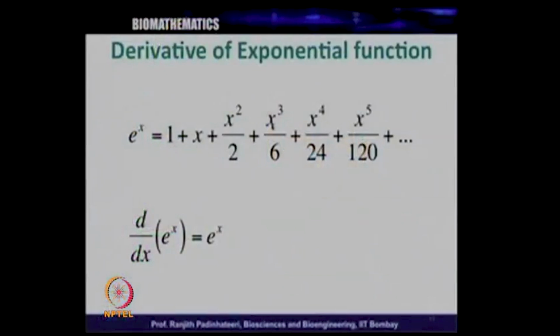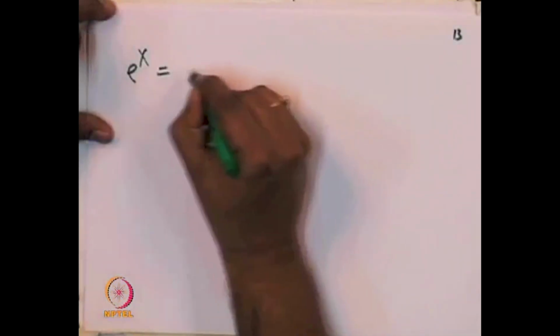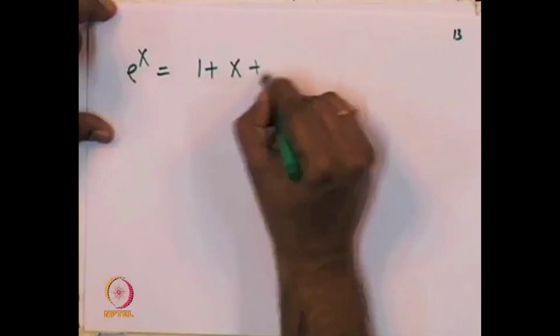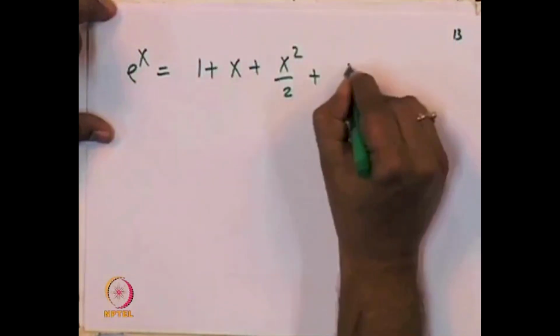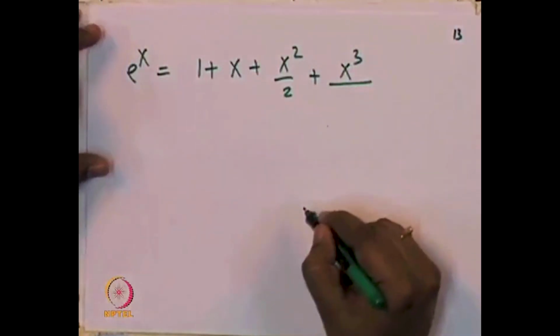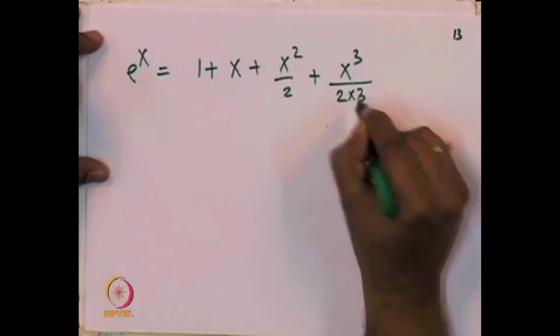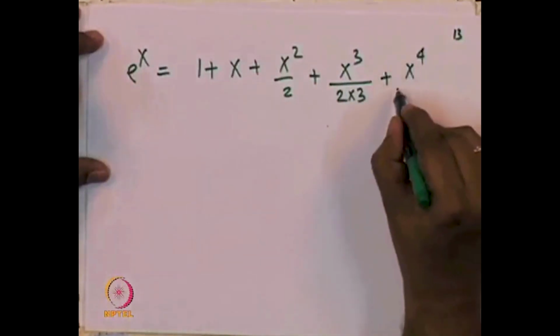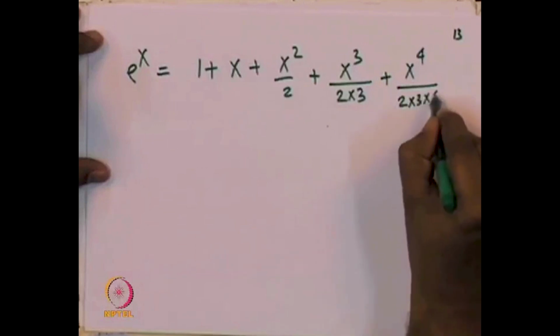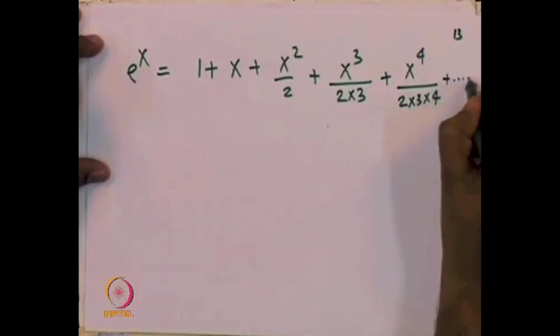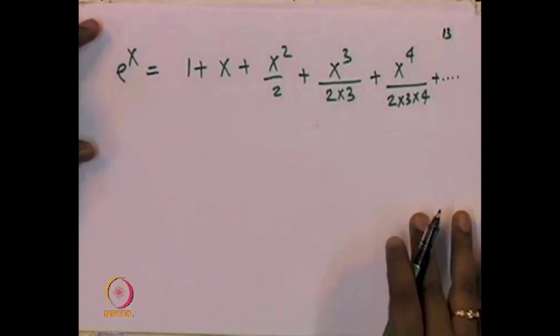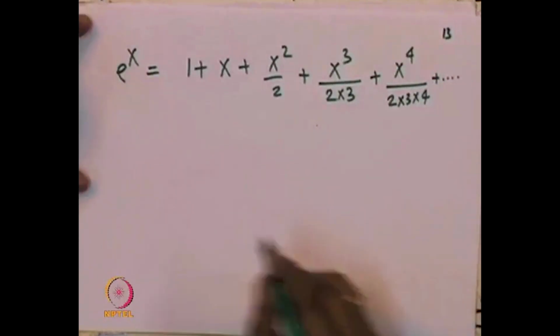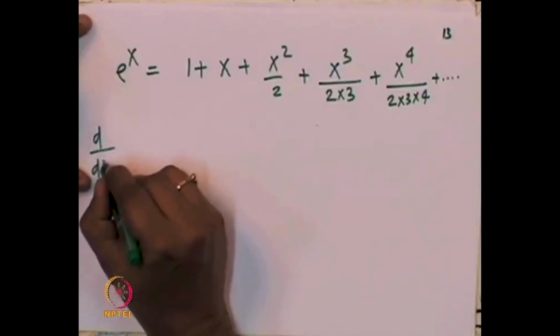So, as we know, let me write this here. e power x is 1 plus x square by 2 plus x cube by 6. 6 can be written as 2 into 3, plus x power 4 by 24. 24 can be written as 2 into 3 into 4. This is 24 plus so on and so forth. This is the definition of e power x. Now, let us calculate the derivative of e power x, that means d by dx of e power x.